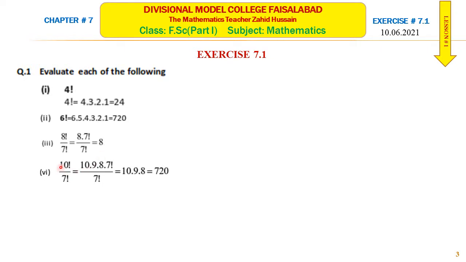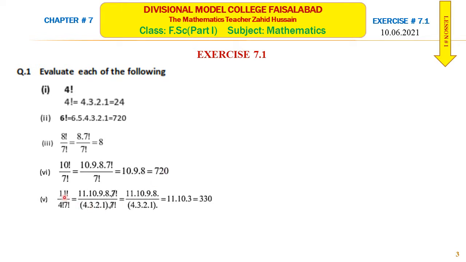Its fourth part is 10 factorial over 7 factorial. Expand this 10 factorial and write 10 multiplied by 9 multiplied by 8 multiplied by 7 factorial. Stop here because in the denominator there is 7 factorial. If there were 4 factorial in the denominator, then you would write 7 multiplied by 6 multiplied by 5 multiplied by 4 factorial. Because there is 7 factorial in the denominator, we stop at 7 factorial. Now this 7 factorial is cancelled with this 7 factorial and we are left with 10, 9 and 8. Multiply 10, 9 and 8, you get 720.